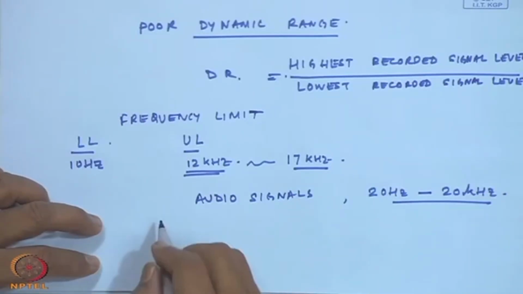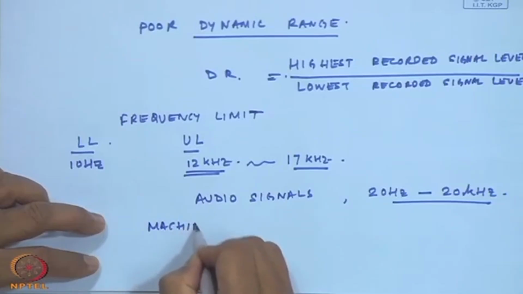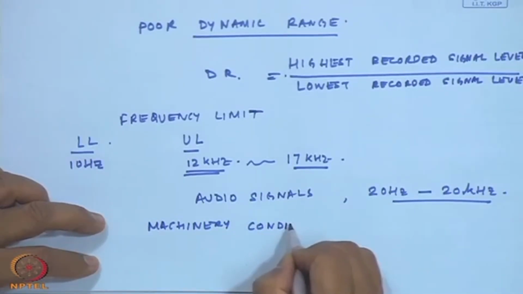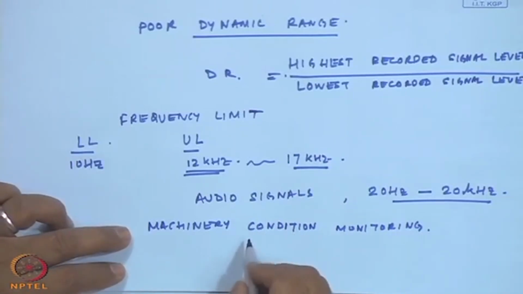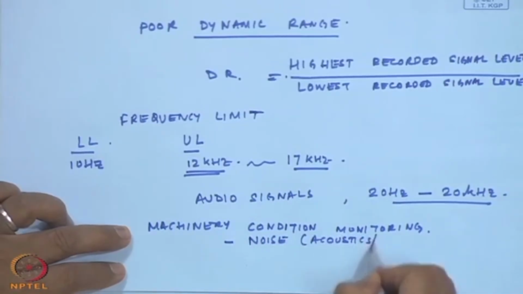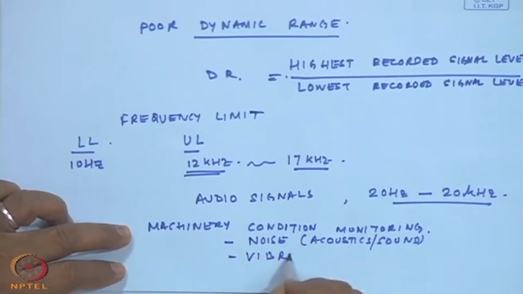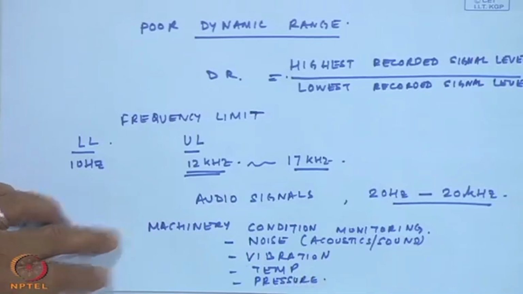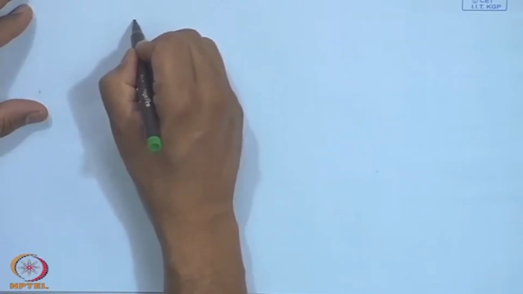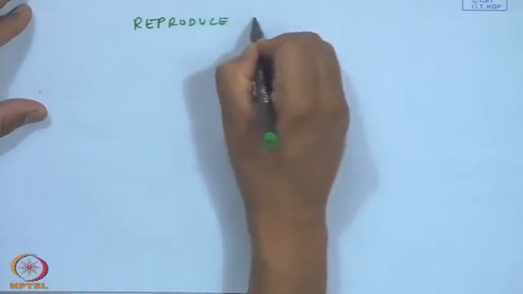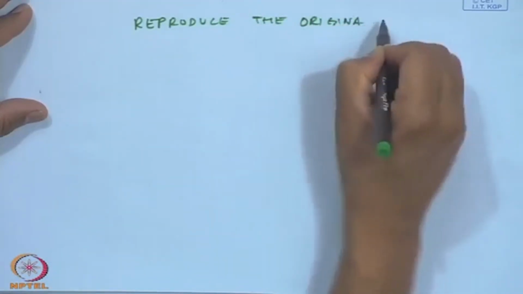So, when you are talking about machinery condition monitoring, we could be recording signals from noise or acoustics, sound signals, vibration signals, and maybe temperature signals or certain process parameters like pressure, etc. And our requirement is that with each device we have to either reproduce the original signal.